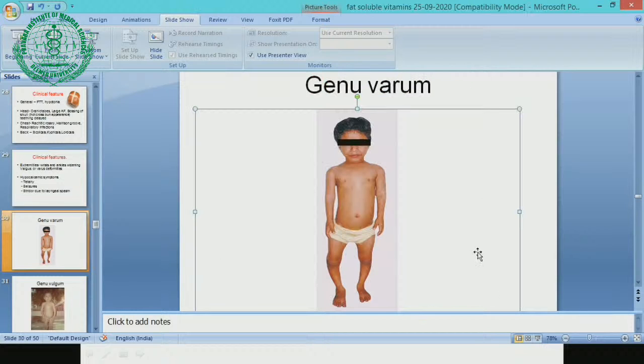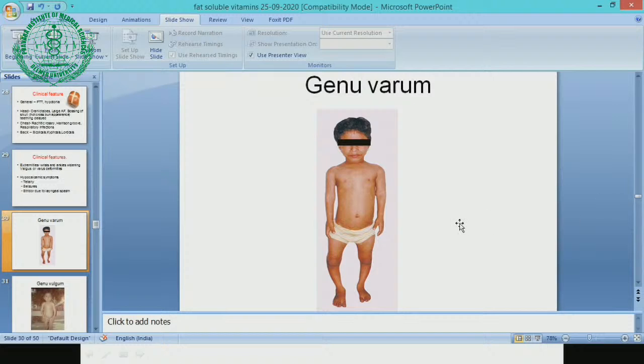Now you can see a few pictures. This is the bowing of the leg, and this is genu varum. There is an increased gap between both knee joints. The long bones become soft and try to bend, and this gives genu varum.